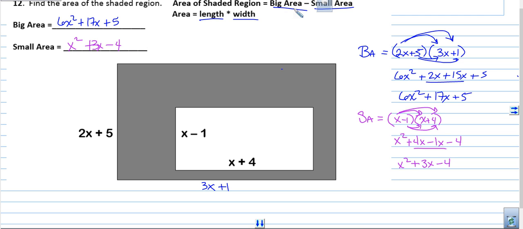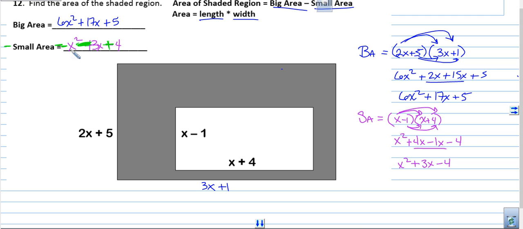And then remember, it's a big area minus a small area. So when I go through, I'm going to subtract. Be careful when you subtract. Really, you change all the signs of the small area. Because it's big minus a small. So I'm going to subtract x squared. I'm going to subtract 3x, so that's a minus. And then a minus really is a plus. And so essentially change all the signs.